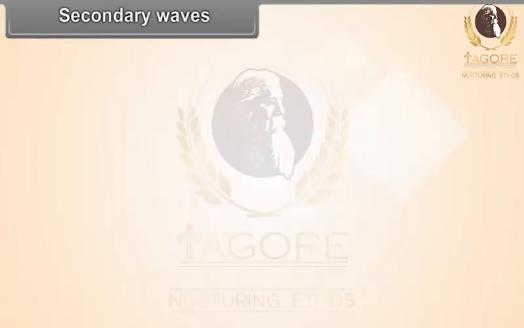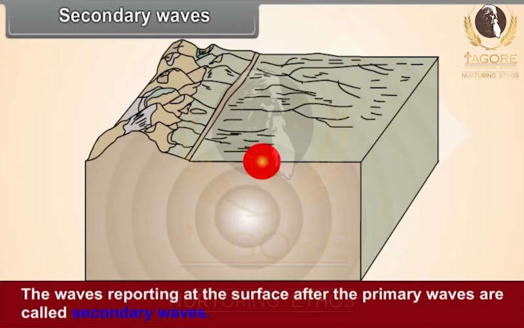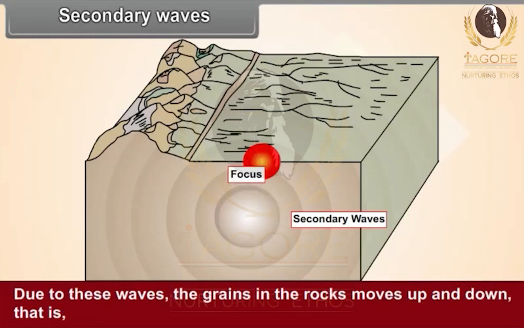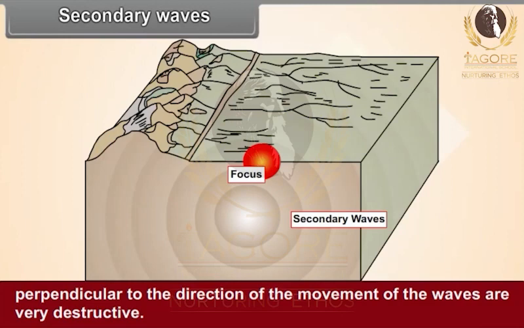Secondary waves. The waves reporting at the surface after the primary waves are called secondary waves. These waves also radiate in all directions from the point of the focus of the quake. Due to these waves, the grains in the rocks move up and down, that is, perpendicular to the direction of the movement of the waves. Therefore, these waves are very destructive.